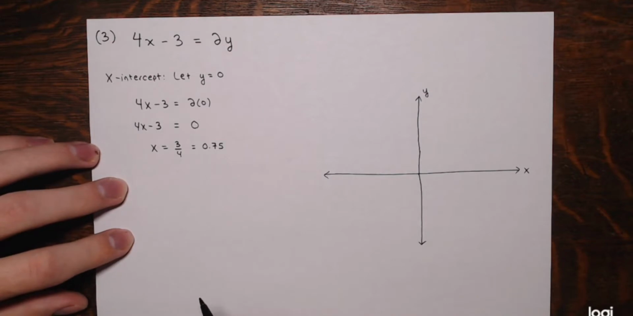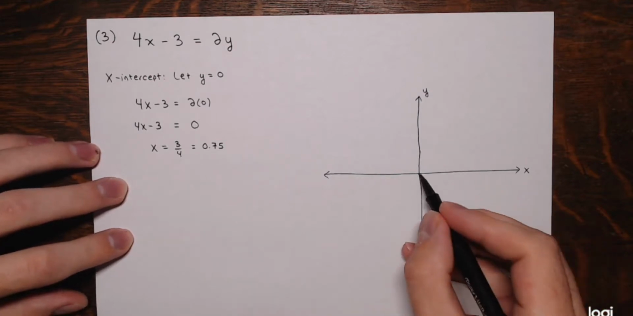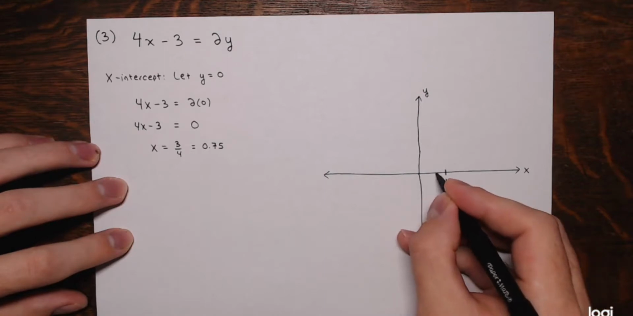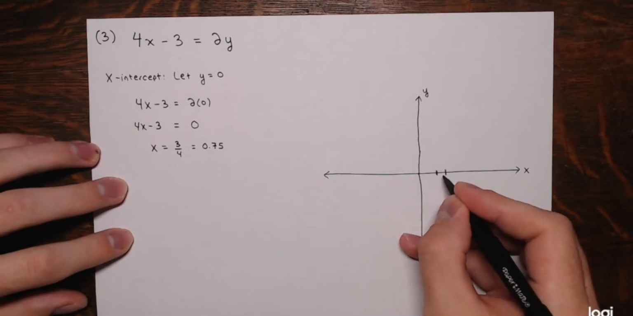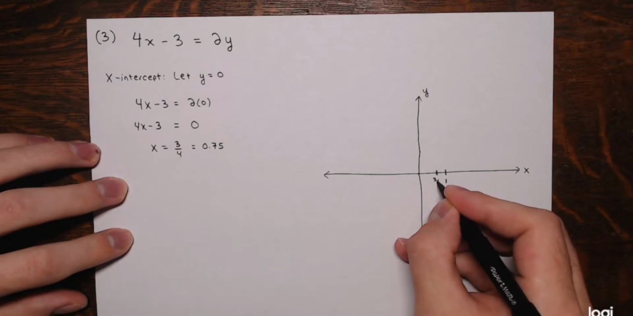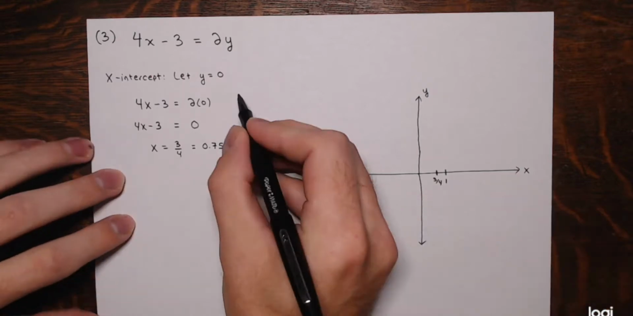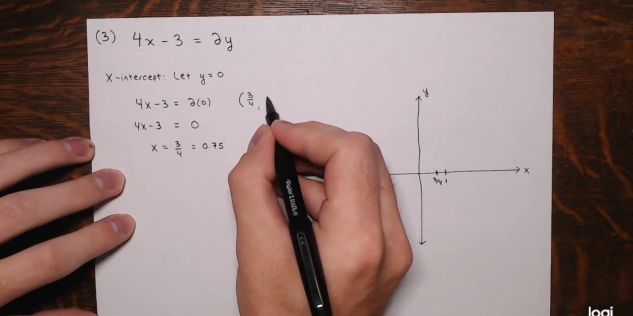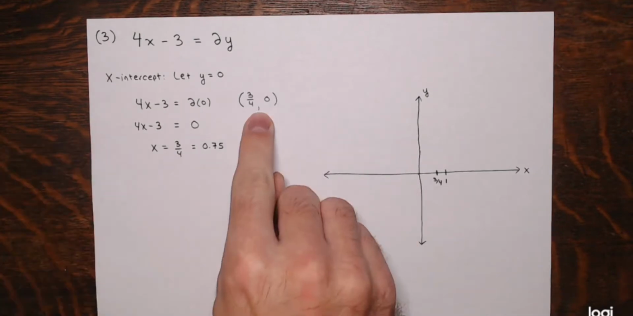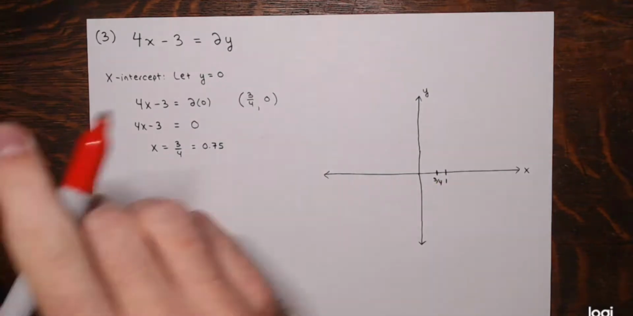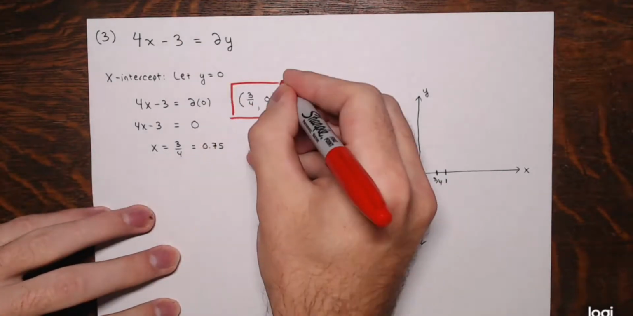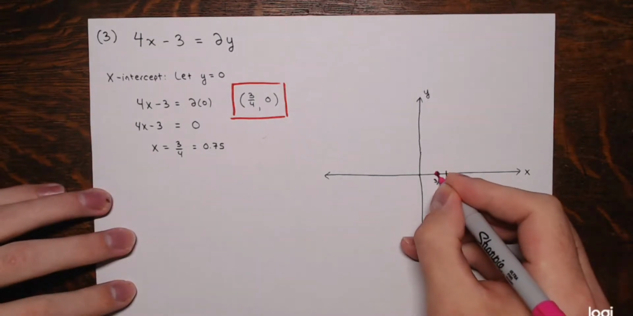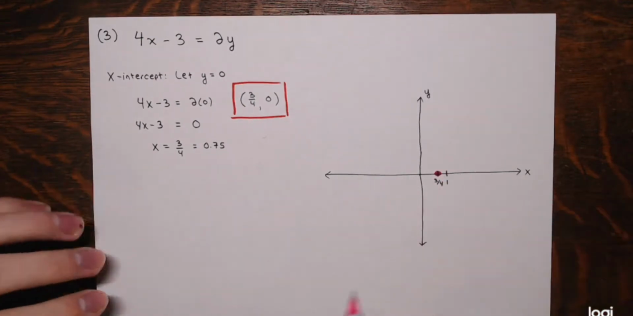3 divided by 4. Alright, so say here's 0, and let's go here's 1 unit on the x-axis. Now 3/4, 0.75, let's say that's about here. Again, I'm just eyeballing things. There's 3/4. And the x-intercept is 3/4 for the x-coordinate, 0 for the y-coordinate. That's the point I'm going to plot here. And here it is, right? 3/4 for the x, 0 for the y. X-intercept. Right? Cool.